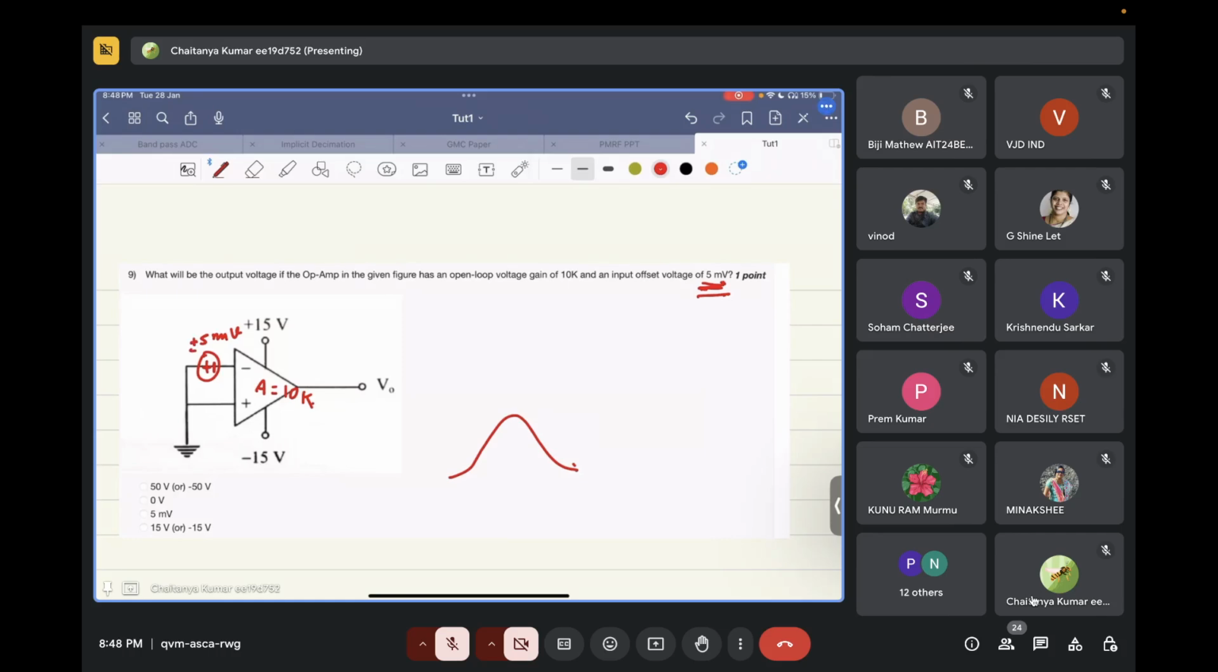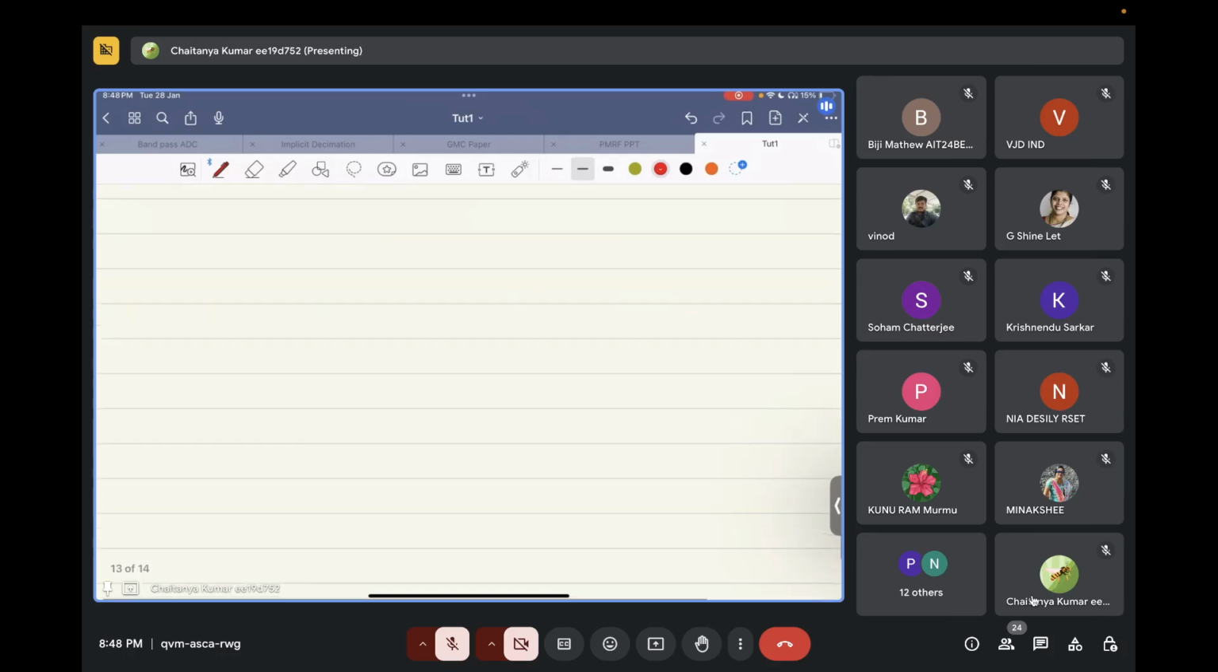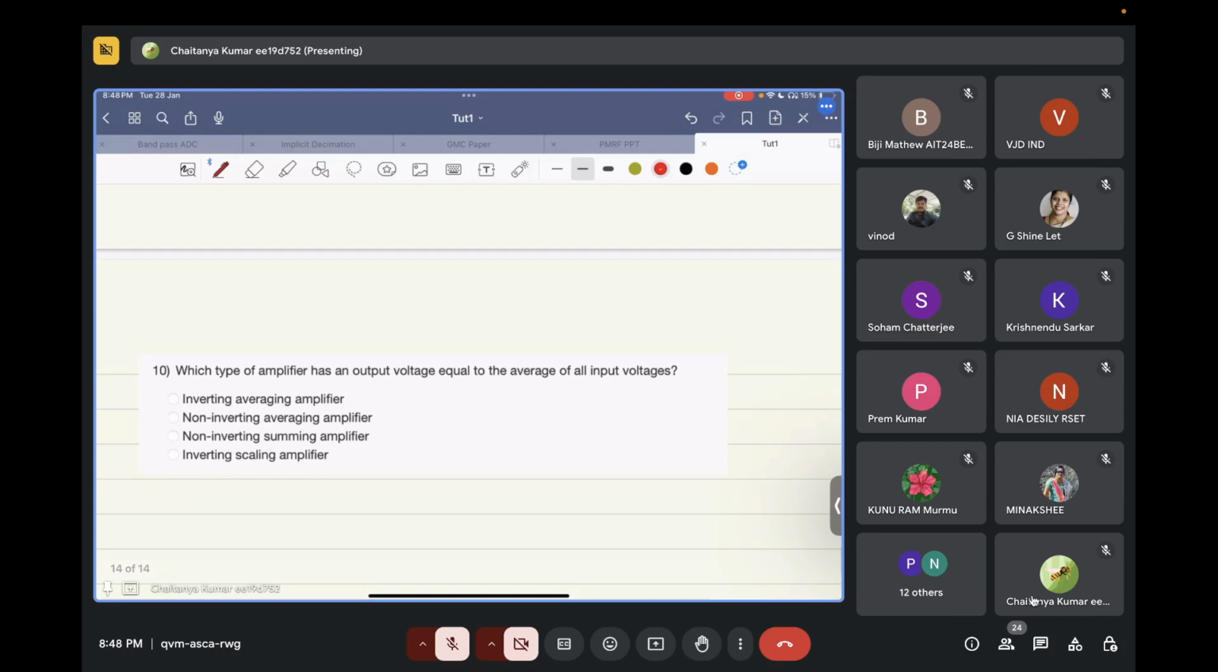But what will happen is, in both the cases, the gain of the op amp is so high that the output will saturate to either plus 15 volts or minus 15 volts. So your output of the op amp will be 15 volts or minus 15 volts, depending on the sign of the offset that you have. Is this clear? Okay. So let's move to the last question for the day.